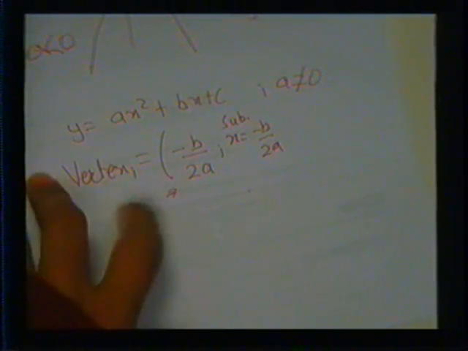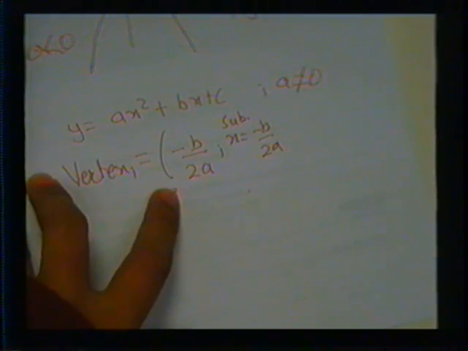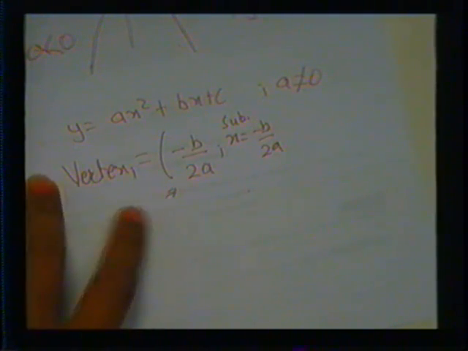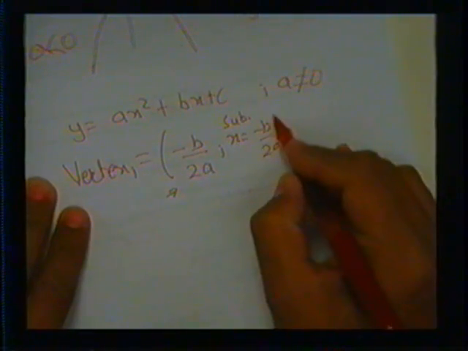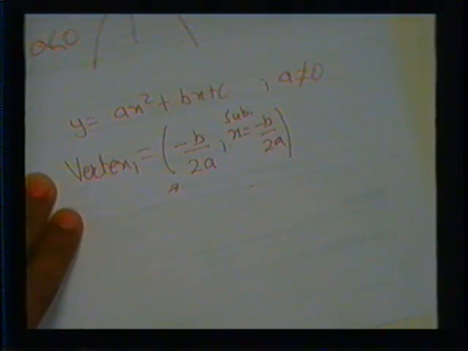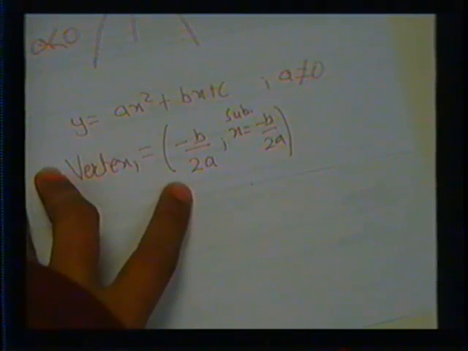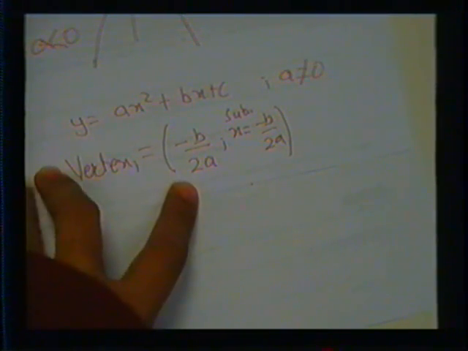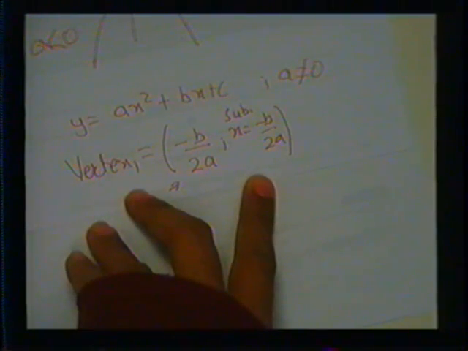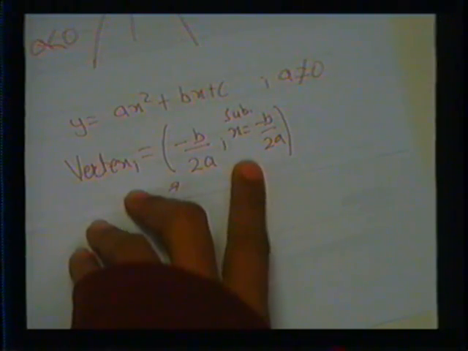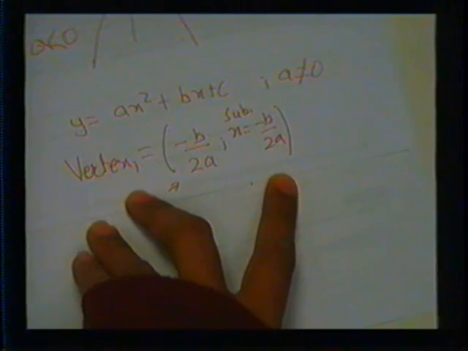Can you read it? Is that an X? Is that an AX? No, it's 2A. The x term is minus b over 2a, and in order to find the y term, you substitute x is equal to minus b over 2a.